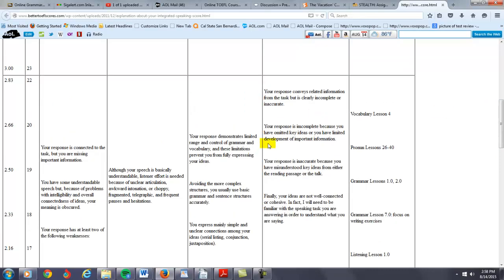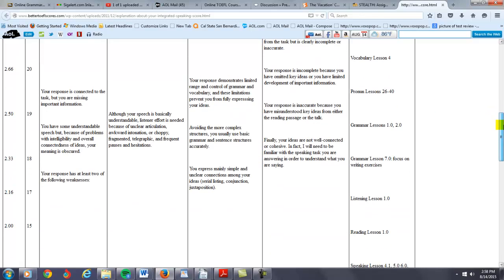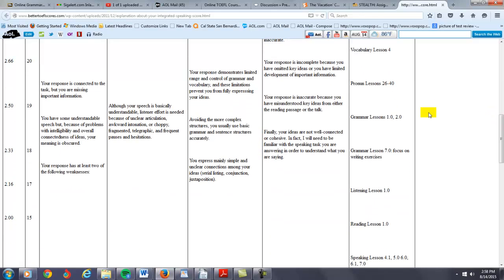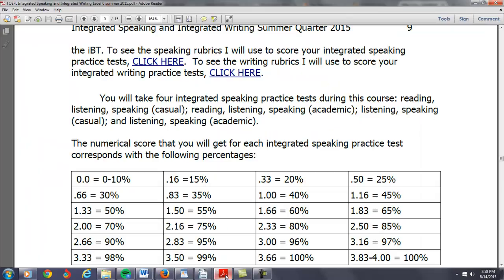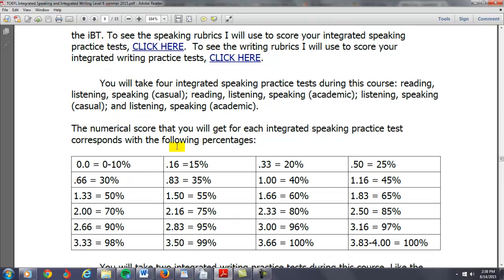So I'm going to put you right now, let me write this down before I forget, I'm going to put you at about 2.16 out of 4, or 17 points out of 30 on this practice test. Now what does that mean for our TOEFL 600 class? If you look in the syllabus, go to page 9, and you can see the numerical score you will get for each integrated speaking practice test. 2.1, this is going to put you at 75% on this speaking practice test, right?